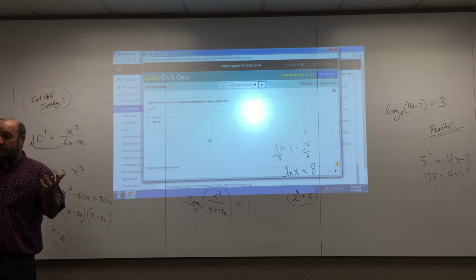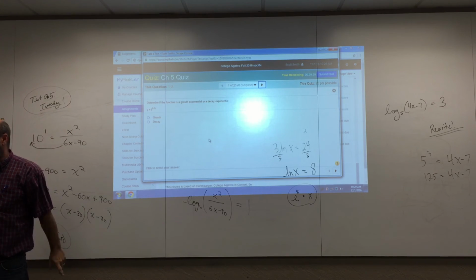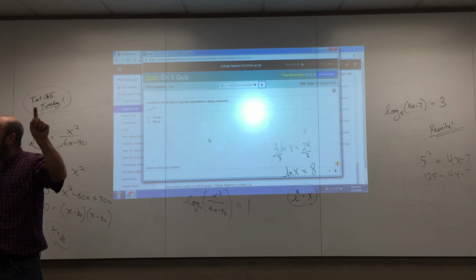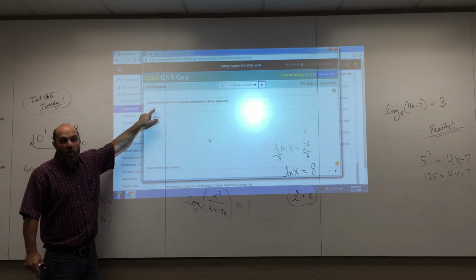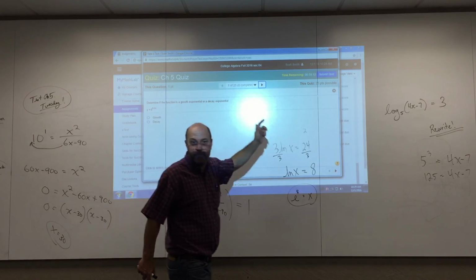Listen, what's the base? 6. Okay, if the base is bigger than 1, it should be growth. If the base is less than 1, it should be decay. Now, there is one exception to that. If the base is bigger than 1 and you got a little negative sign up there on the x, that makes it decay. But anyway, with a base of 6 and a little 0.1x, this is growth. With a base of 6, it's growth.